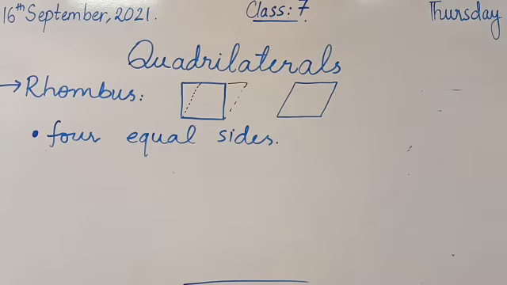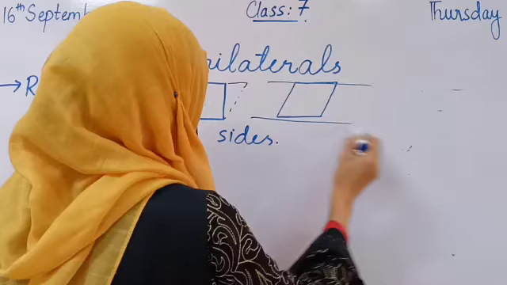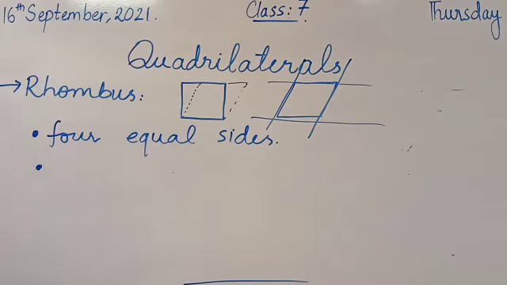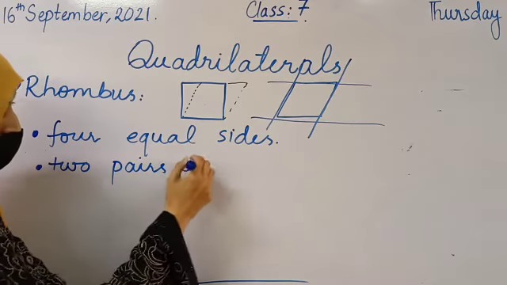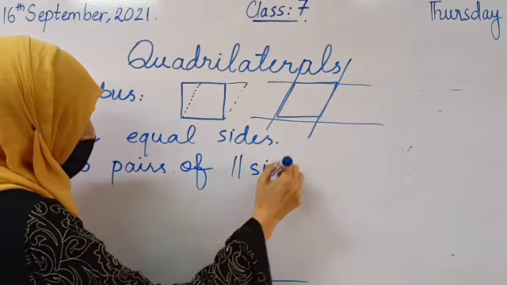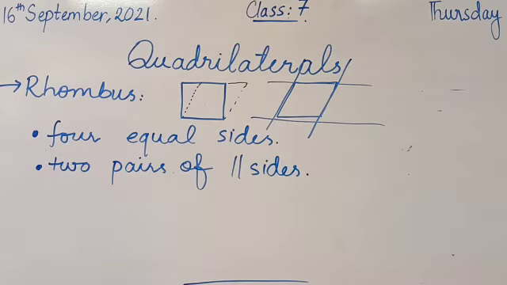Next, what about parallel sides? A square has two pairs of parallel sides. Now what about a rhombus? A rhombus also has two pairs of parallel sides. These two and these two. So two pairs of parallel sides. This is also a similarity between these two shapes, a square and a rhombus.